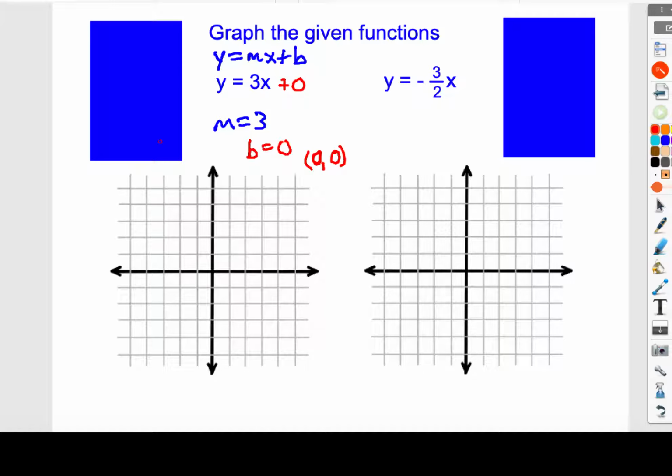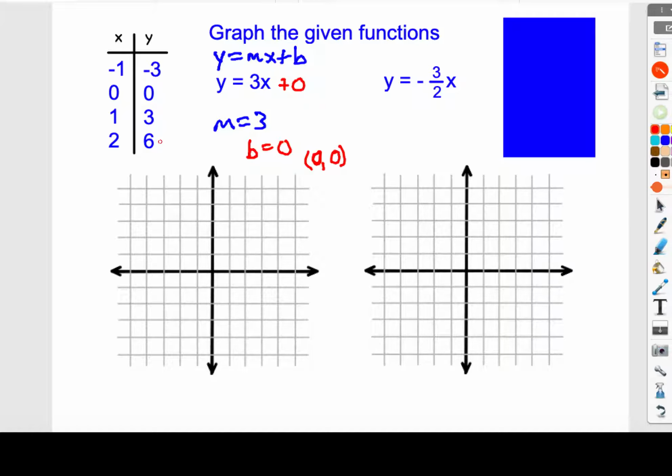We could do this the old-fashioned way and basically make a big table. And you'll notice again, when x is 0, y would equal 0. So again, we're going to start at the origin. Now we could just plot those other points, but notice we know that slope. So the slope of 3 tells me, well, I'm going to rise of 3, right? Because that's the same thing as rise of 3, run of 1. So I'm going to rise up 3 and then go right 1 and plot another point there.